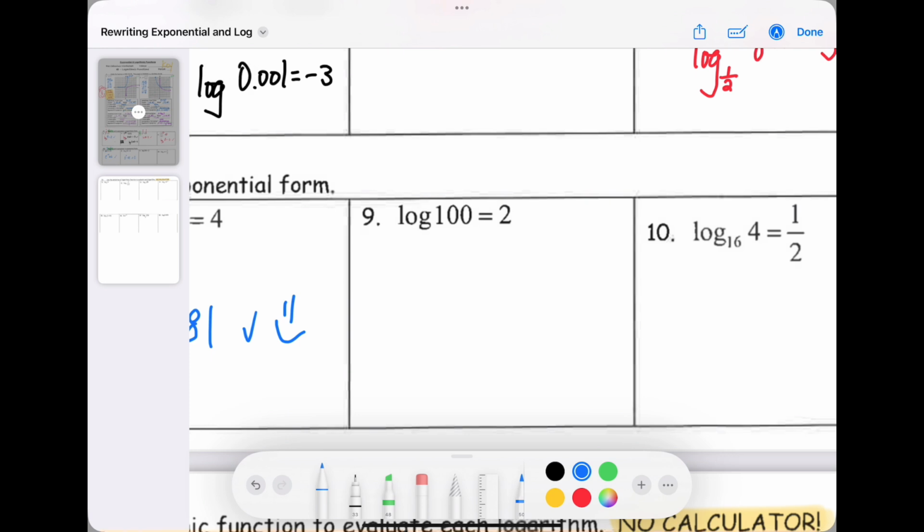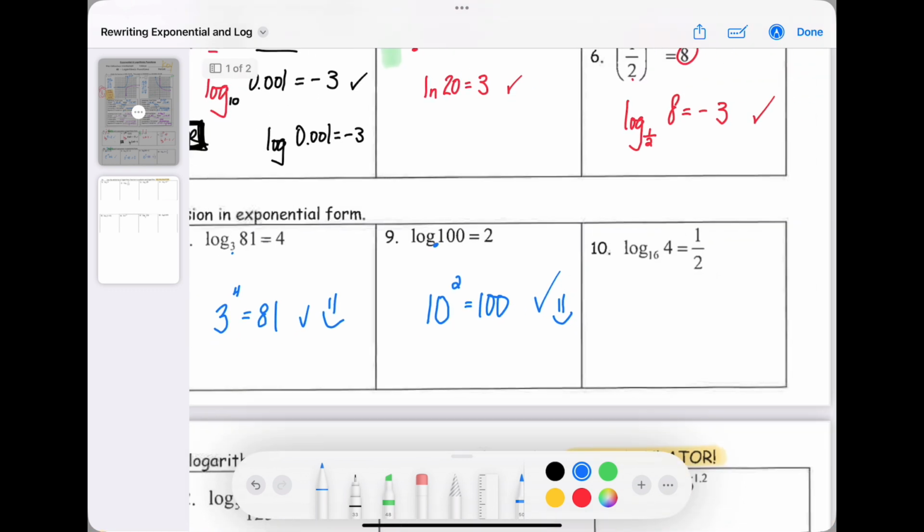All about the base. You may say, how? My base, you do not see any number here, that tells me my base is 10, and x and y switch. So 2 and 100 switch. This makes sense too. 10 to the power 2 is equal to 100.